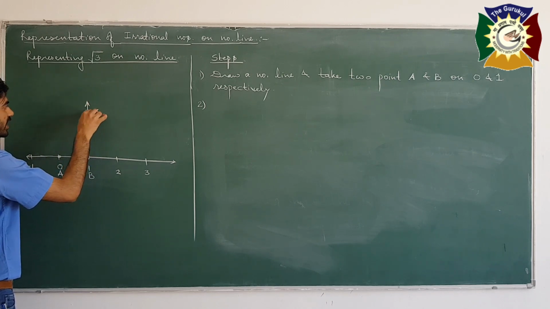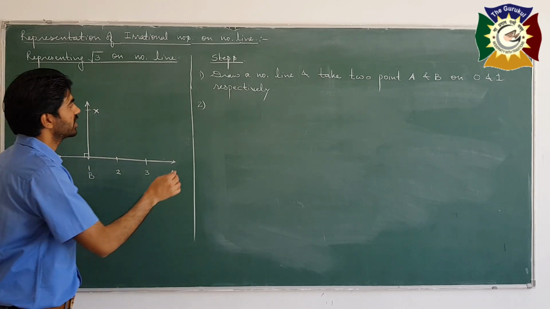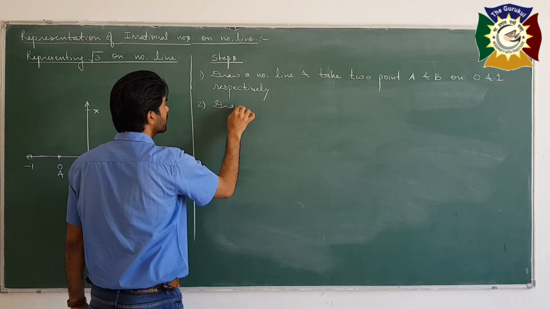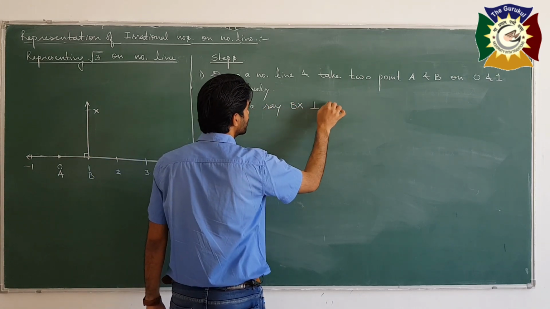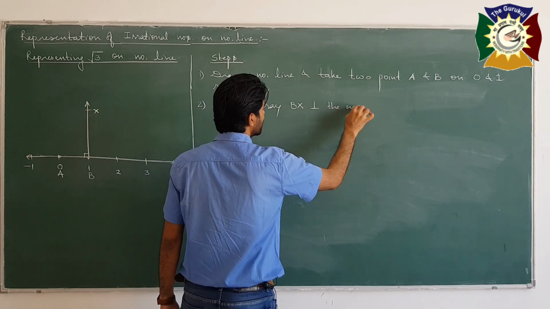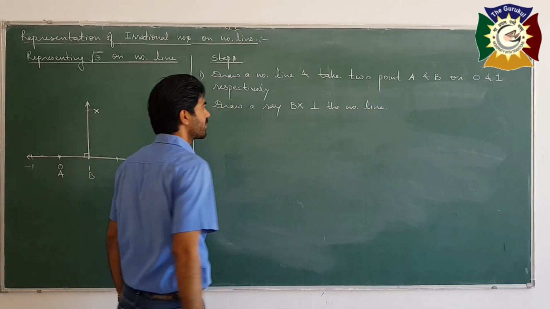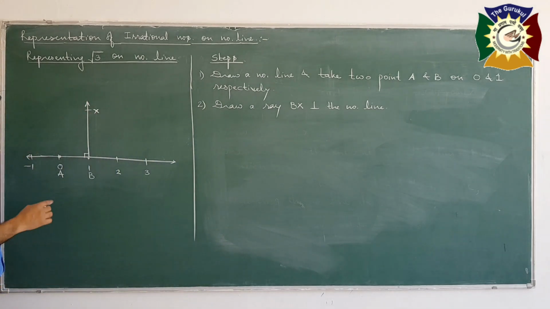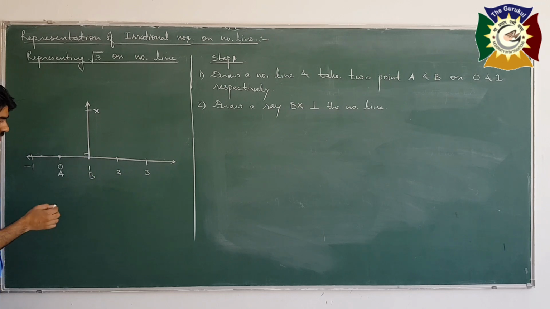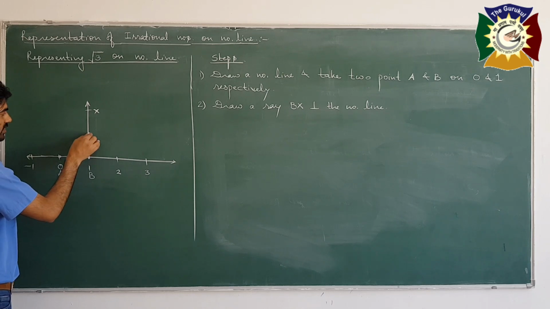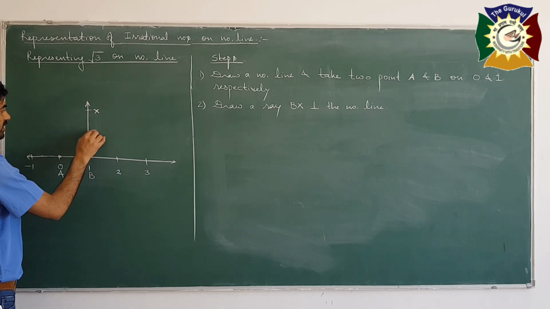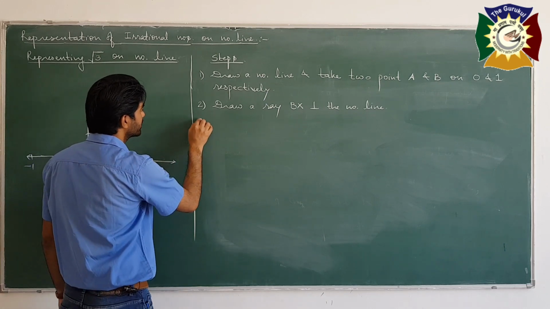Draw a ray BX perpendicular to the number line. The third step will again be the same. I have to draw an arc by taking this B as center and radius equal to 1 unit, intersecting this ray BX at point C here. Let it be C.